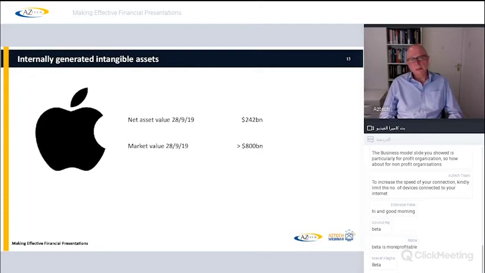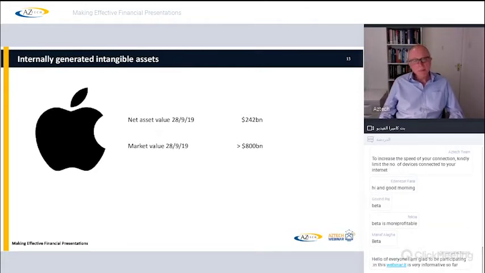Apple is a great example of this. If we look at the net asset value of Apple at the 28th of September last year, if you look at the statement of financial position for Apple at that date, you'll see its net assets are $242 billion. The market value, based on its share price at the end of September, I can't remember exactly what the share price was, but the value was well in excess of $800 billion. So there's a great deal of value in these tech companies like Apple and Uber and Google that's not represented and is not measured financially.